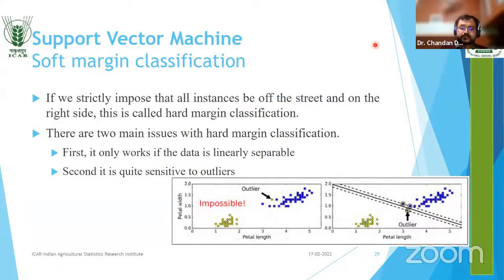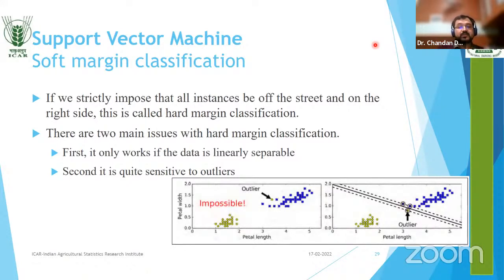Another two concepts for support vector machine are the soft margin and the hard margin. Hard margin means it strictly imposes that all instances be off the street and on the right side.